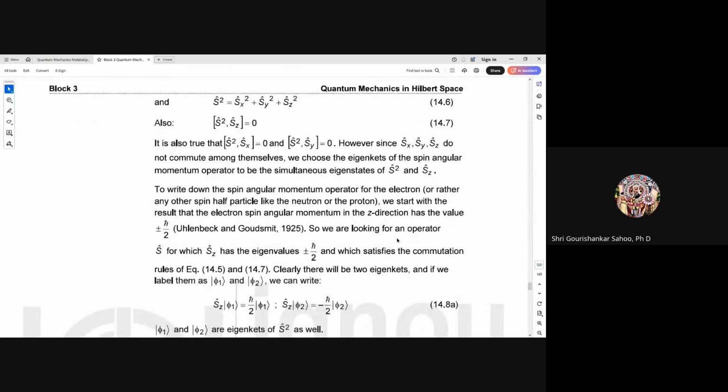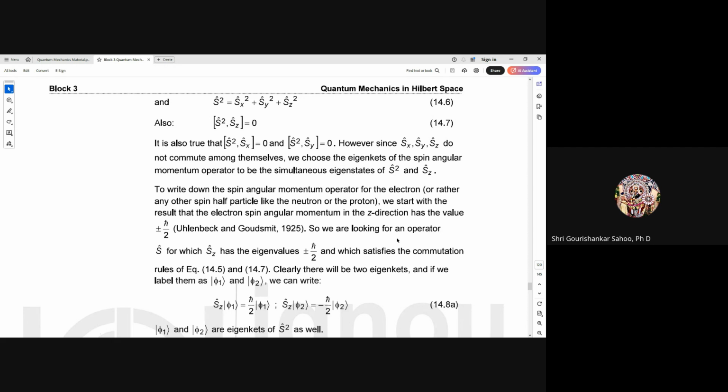And you can write your S cap square is equal to Sx cap square plus Sy cap square plus Sz cap square, and your S cap square, Sz cap in commutation bracket will give you 0. So it is also true that in commutation bracket you can write S cap square comma Sx cap is equal to 0, and similarly with Sy it will also give you 0. However, Sx cap, Sy cap, Sz cap do not commute among themselves. So we choose the eigenkets of the spin angular momentum operator to be simultaneous eigenstates of S cap square and Sz cap.